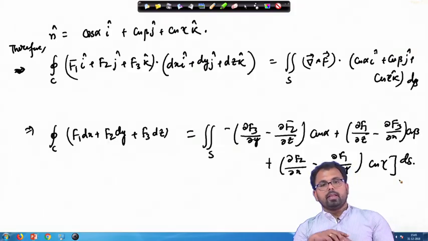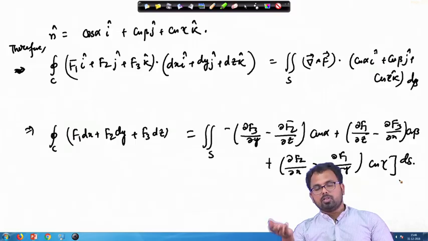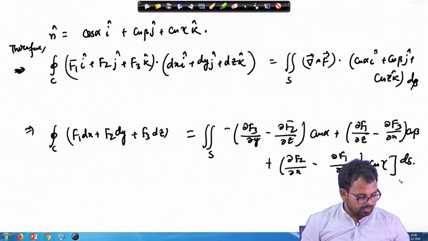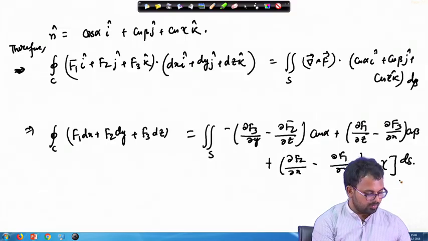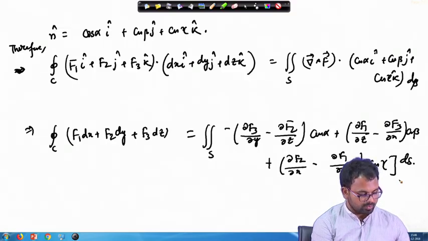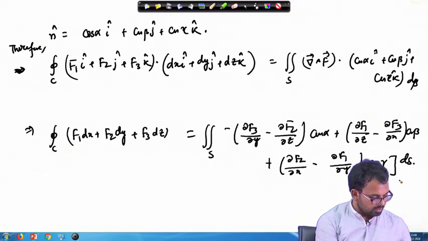Green's theorem, Gauss divergence theorem and Stokes theorem also have very wide application in vector calculus, and we will practice a few examples motivated from Stokes theorem, and then we will probably close this topic.